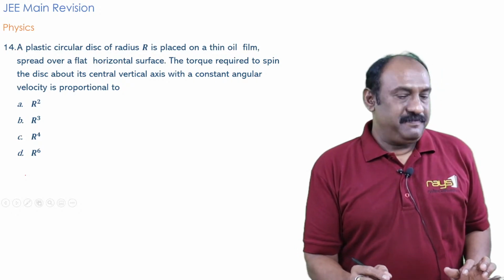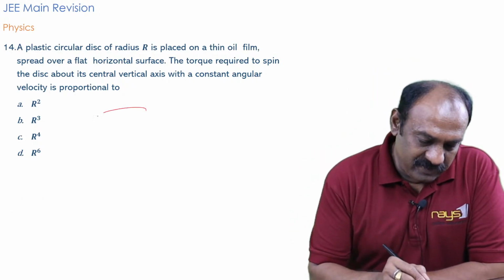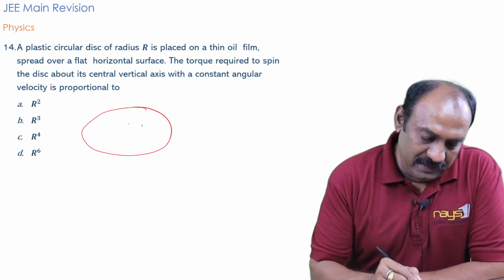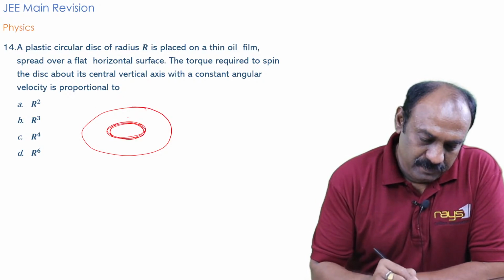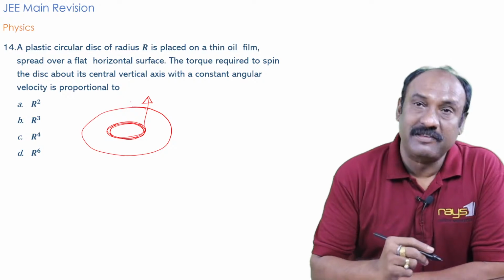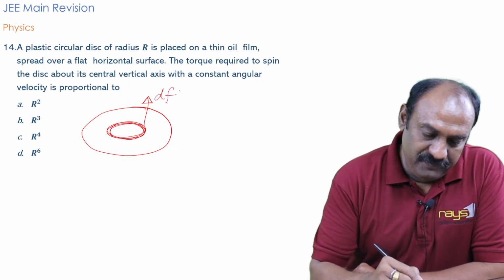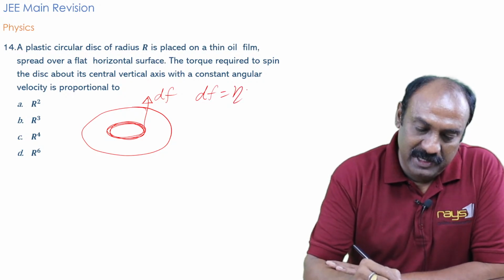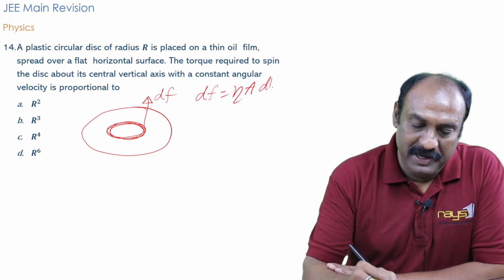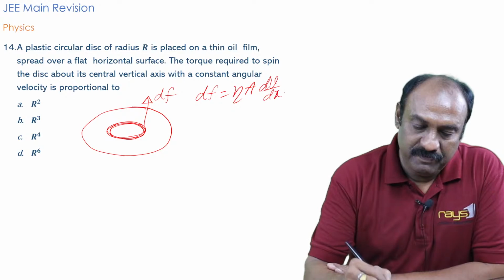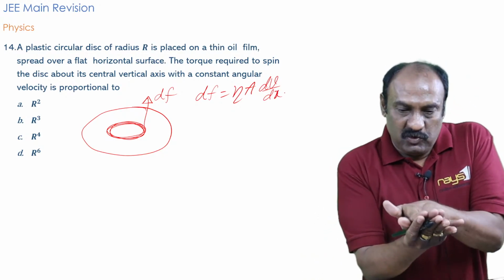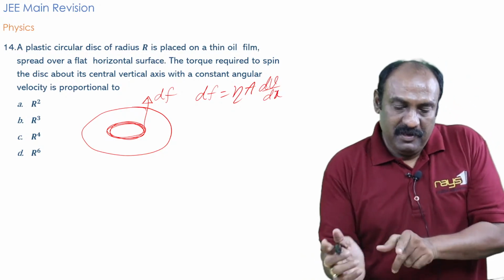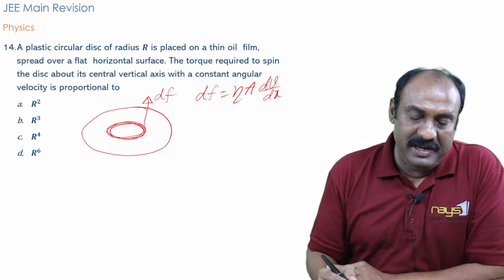So, once again, here it is for the circular disc, and this one experiences the viscous force dF. This dF is equal to eta A into dV by dx, because here it has to rotate over the oily film. So, dF equals eta A into dV by dx.